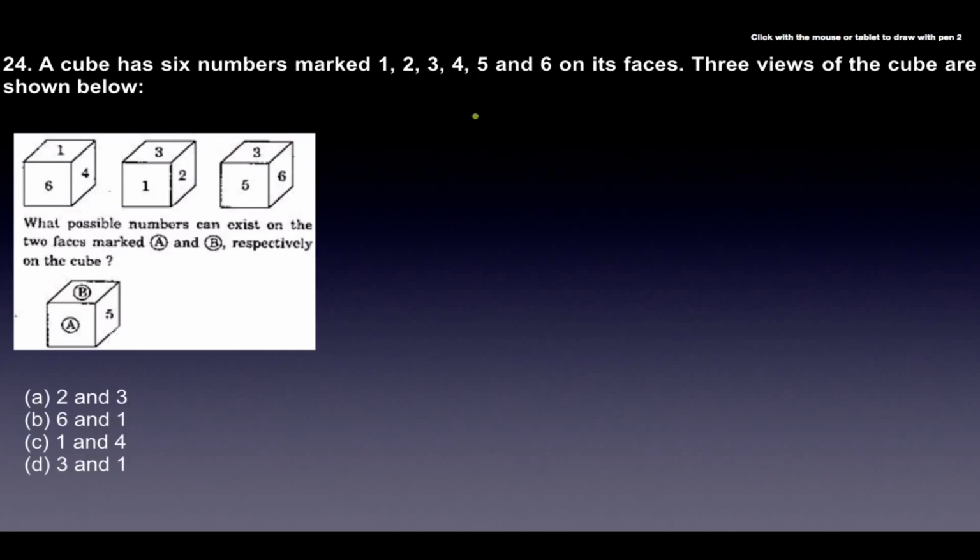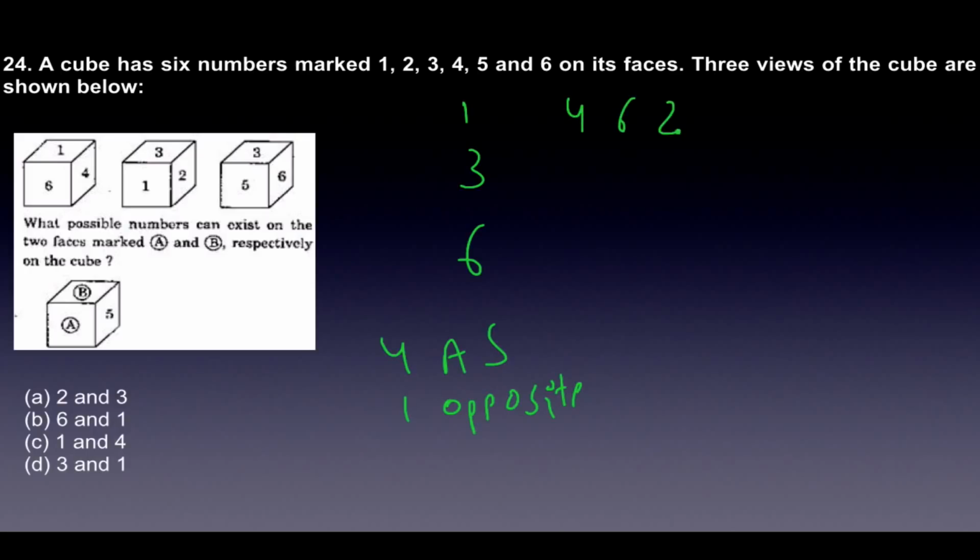Now cube questions, there is one perfect recipe I'll tell you. You'll never forget. I have told it in the last part also, but here it goes again. See which part is appearing twice. I can see 1 appearing twice, I can see 3 appearing twice, I can see 6 appearing twice. In a cube there are 4 adjacent sides and there is 1 opposite side of a number. So in 1 the adjacent sides are 4, 6, 2 and 3. So obviously the opposite side is 5.